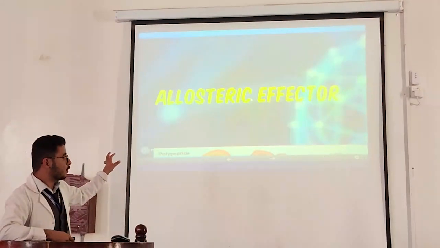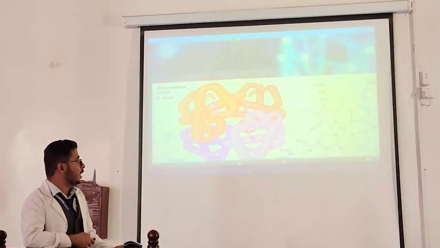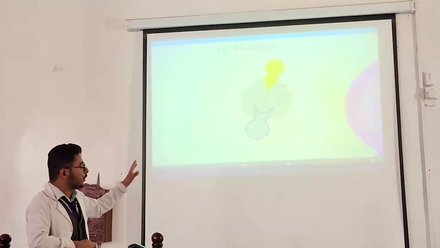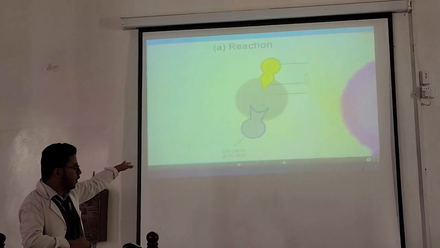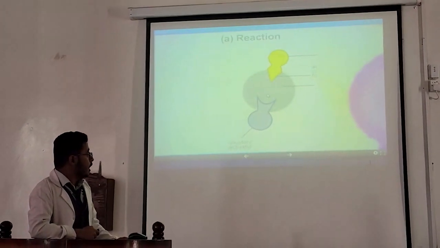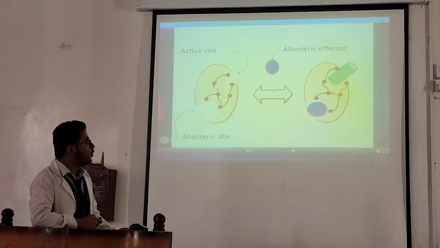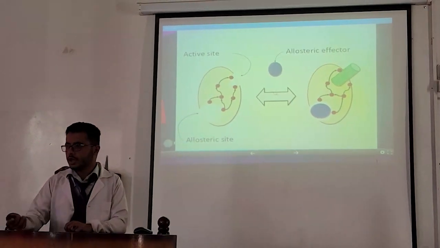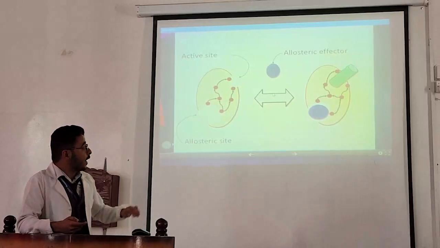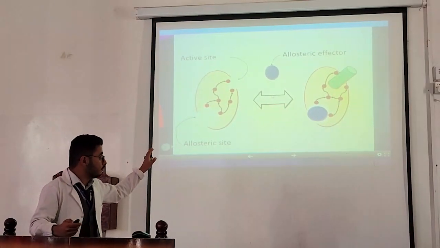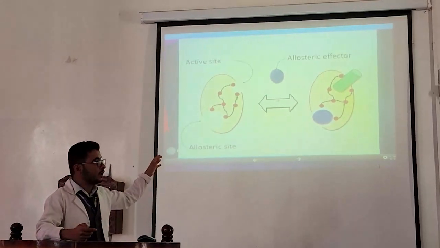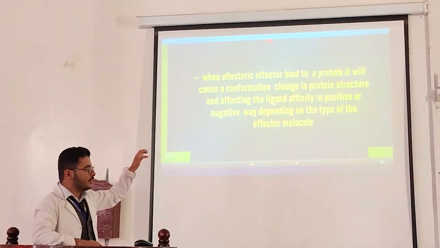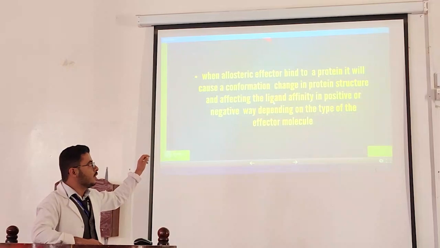Characterize the structure of hemoglobin. So we can say hemoglobin is an allosteric protein, which means it has two receptor sites, one for the ligand and the other for allosteric effectors. When the allosteric effectors bind to the protein, it will cause a conformational change in its structure, affecting the ligand affinity in a positive or negative way, depending on the type of the effector molecules.